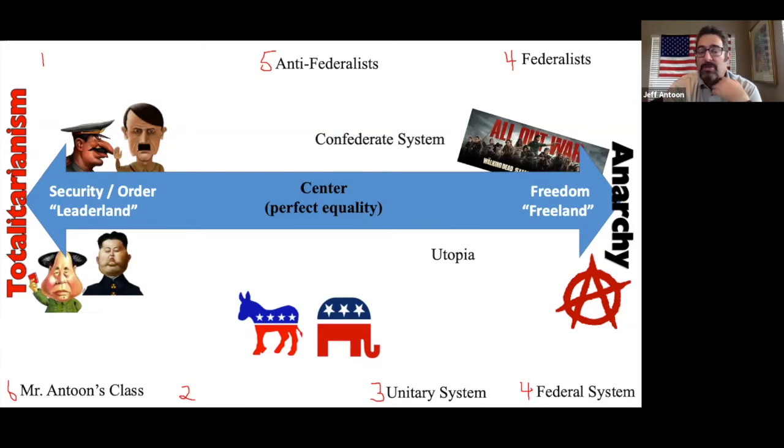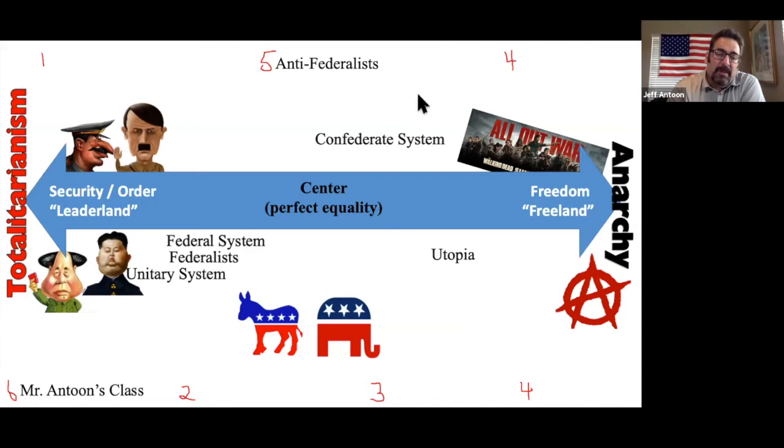Where would you put a unitary system, which is all the strength of the central government? You'd put it to the left more. These aren't perfect. I'm just showing you an area that they go in. Where would you put the federal system? Okay, the federal system is more of a balance between those two, so it's going to go closer to the center. So you put federal system and federalist to the right of unitary to some degree, where they have that control. Where would you put anti-federalists?